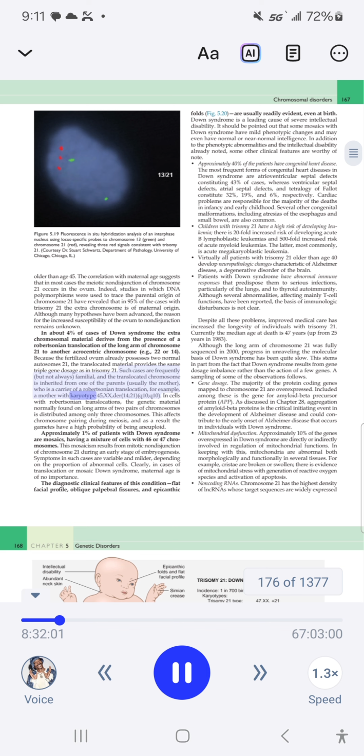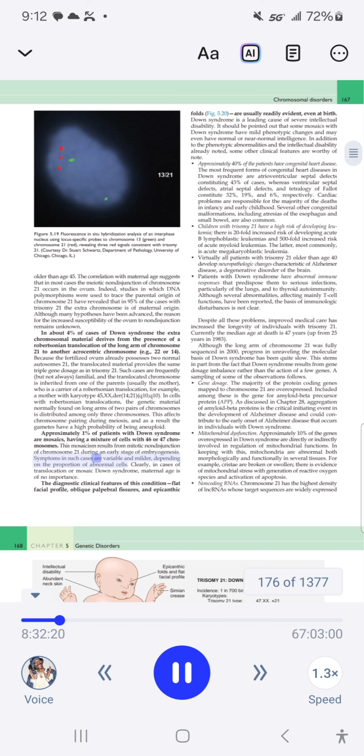a mother with karyotype 45,XX,der(14;21). In cells with Robertsonian translocations, the genetic material, normally found on long arms of 2 pairs of chromosomes, is distributed among only 3 chromosomes. This affects chromosome pairing during meiosis, and as a result, the gametes have a high probability of being aneuploid. Approximately 1% of patients with Down syndrome are mosaics, having a mixture of cells with 46 or 47 chromosomes. This mosaicism results from mitotic nondisjunction of chromosome 21 during an early stage of embryogenesis.